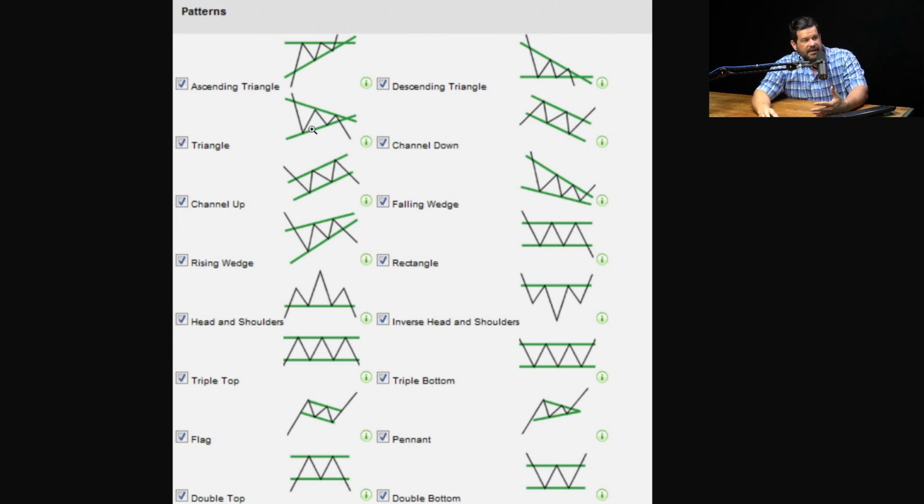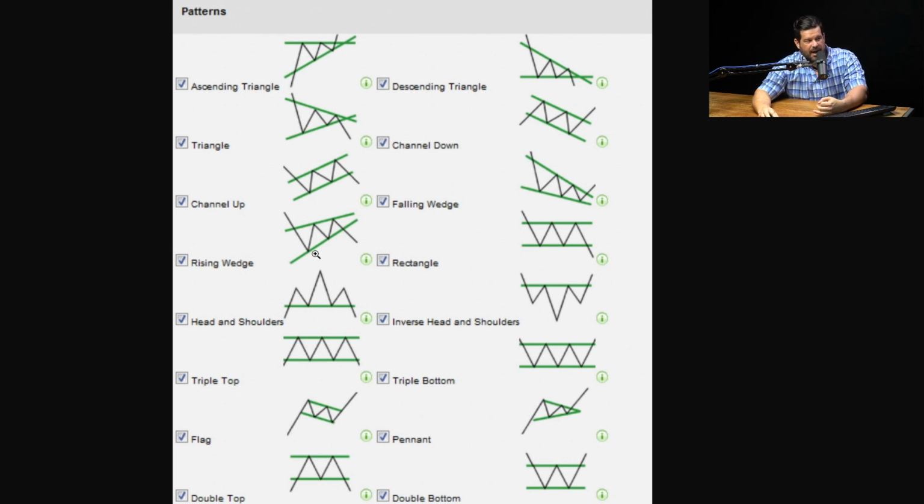So now we're looking at just basically a triangle. It has a diagonal line and a diagonal line, right? So you have support, resistance, breaks out to the downside. This also can break up to the upside. You have a channel. We've already talked about that.